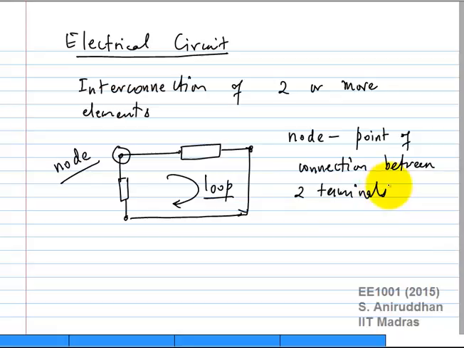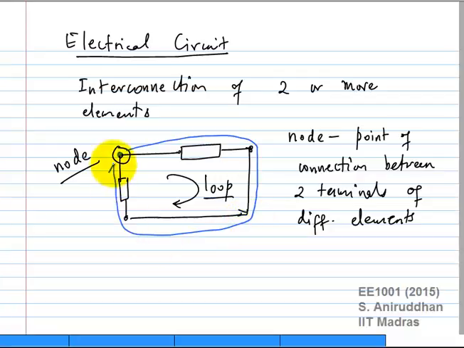Okay, it's a point of connection between two terminals of different elements, right? And a loop is formed when I start from a particular node in the circuit and I am able to traverse through the circuit and arrive back at the same node. So I start from this node, let us say, I go through multiple elements and I am able to arrive back at the same point. That is what is defined as a loop, as an electrical loop.